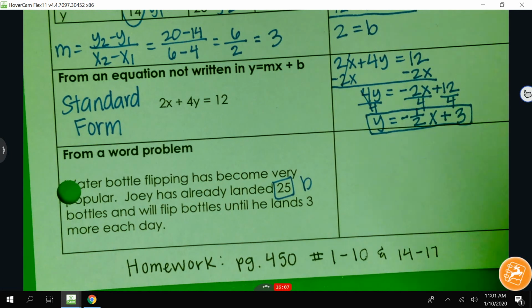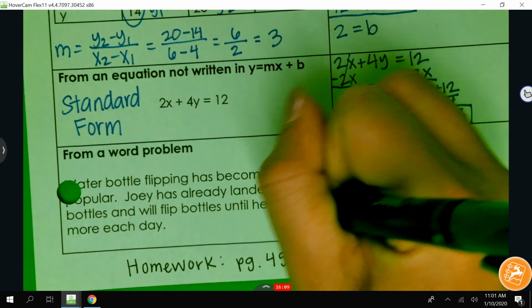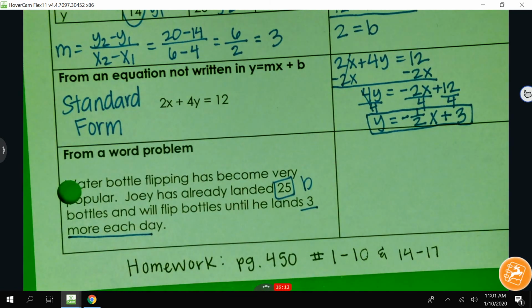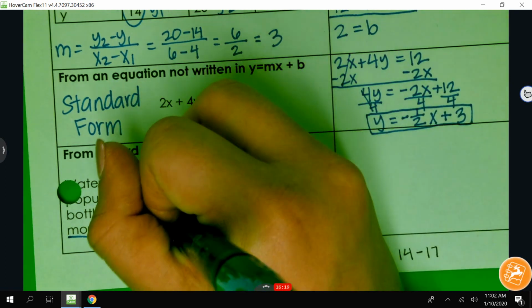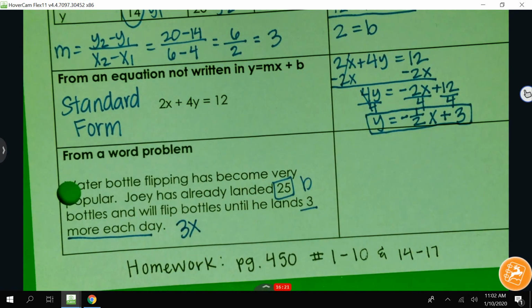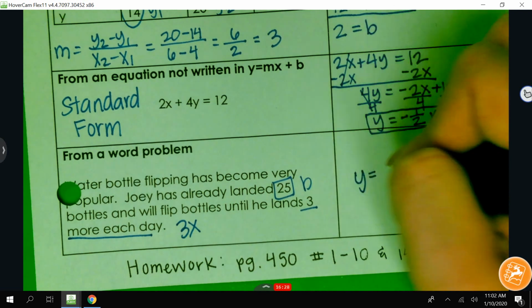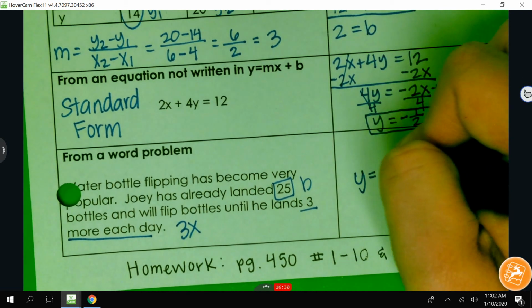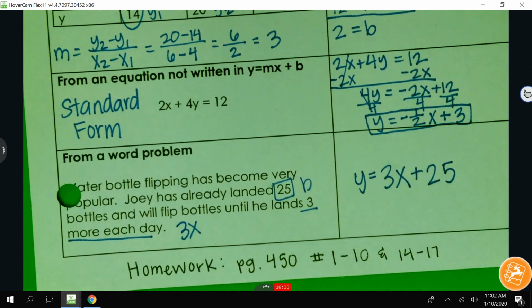Okay. And then he says we're going to continue to flip until we get 3 more each day. So we don't know how many days we're looking at, but how would we write 3 more each day? 3x. So then what would my equation in slope-intercept form be? Y equals 3x plus 25. Good. Y equals 3x plus 25. Any questions? Okay.